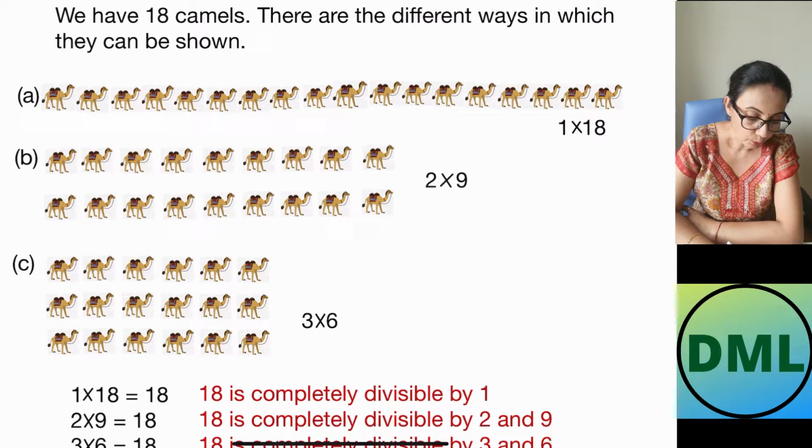Third way, you arrange 6 camels in one row: 1, 2, 3, 4, 5, 6. How many rows did you make? You make 1, 2 and 3 rows to arrange 18 camels. That means you arrange 6 camels in 3 rows. This will be written as 3 cross 6.